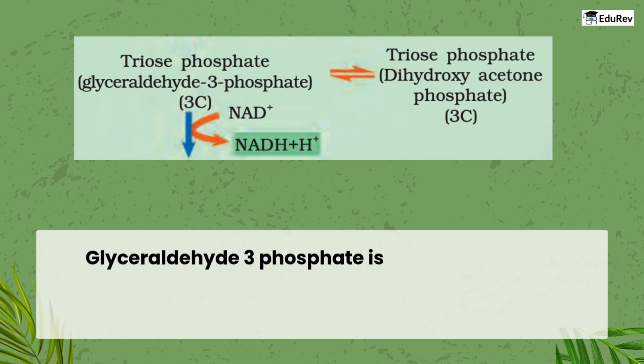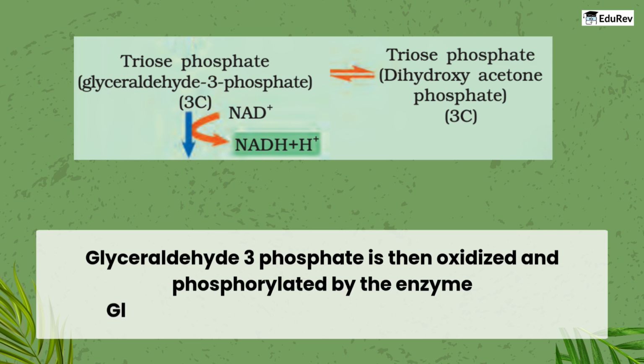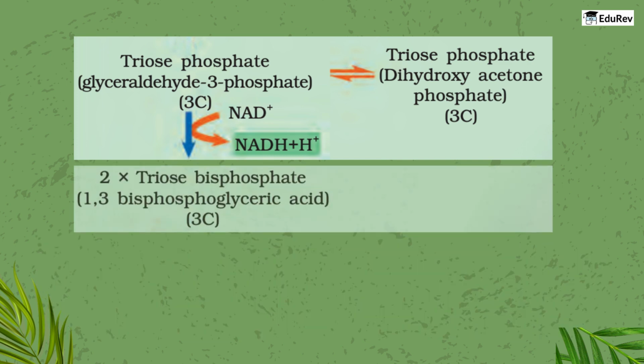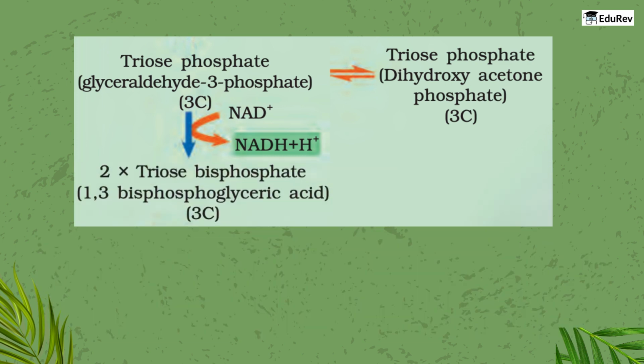Glyceraldehyde 3-phosphate is then oxidized and phosphorylated by the enzyme glyceraldehyde 3-phosphate dehydrogenase. This reaction forms 1,3-bisphosphoglycerate and simultaneously produces one molecule of NADH plus a hydrogen ion.